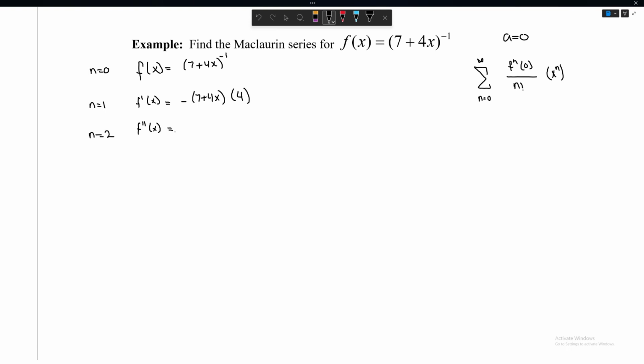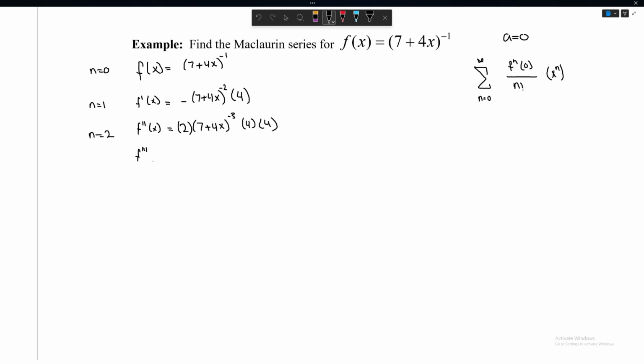If you guys are, then that's good. Obviously I have my negative 2 here. Now I gotta bring this down, so I got now positive 2, right? 7 plus 4x to the negative 3, and obviously now I still gotta multiply by the derivative of the inside, so that's another 4.